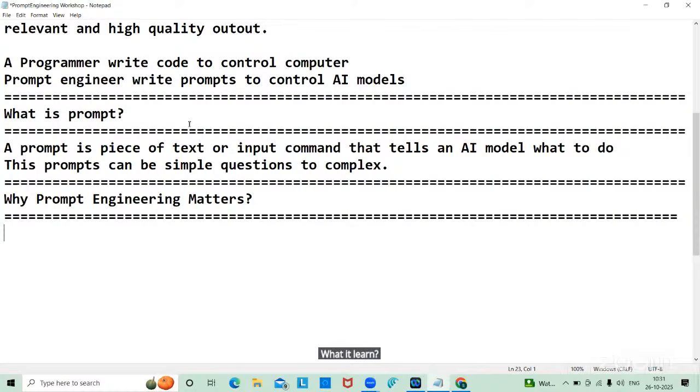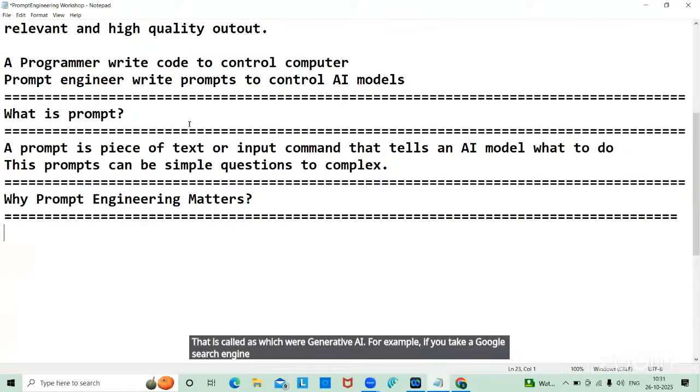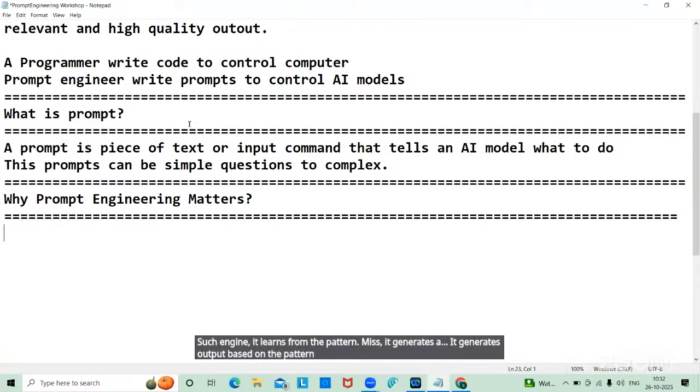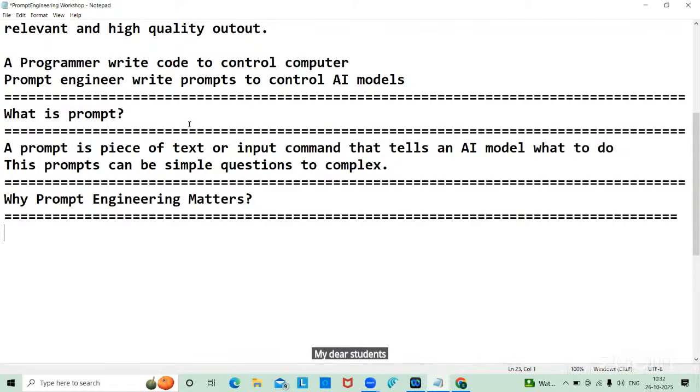Generative AI creates new patterns based on what it learns. That is called which one? Generative AI. For example, if you take a Google search engine, it learns from the pattern, which means it generates output based on the pattern. My dear students, are you getting what I'm telling you?